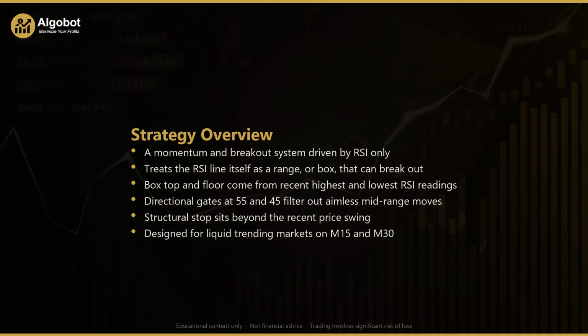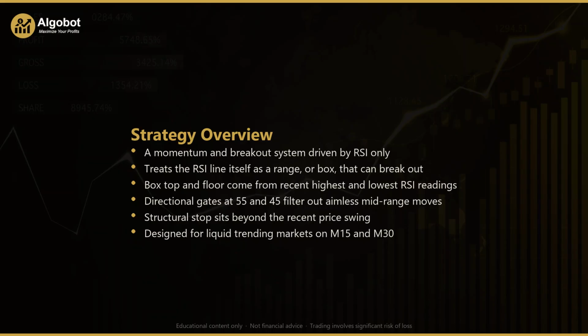It records the RSI value of every closed bar and builds a rolling history. From that history, it draws a box. The top of the box is the highest RSI reading over a recent window of bars, and the floor of the box is the lowest reading over that same window. In effect, the indicator builds its own little range, a snapshot of how momentum has been behaving lately.